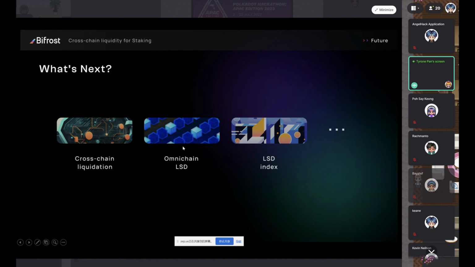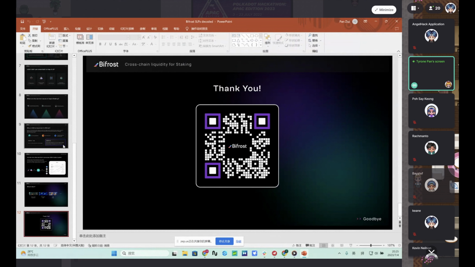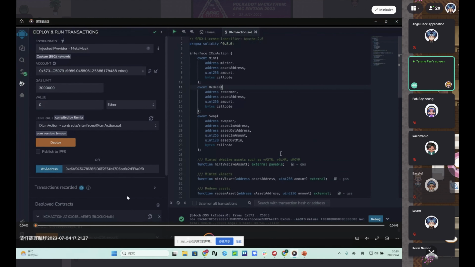Omnichannel LST is definitely like a basket of different liquid staking derivatives into one, and LST indexes. I think I've mentioned this. All right, so we're taking a deeper look at an example of how to interact with the SLPX contract on Moonbeam.